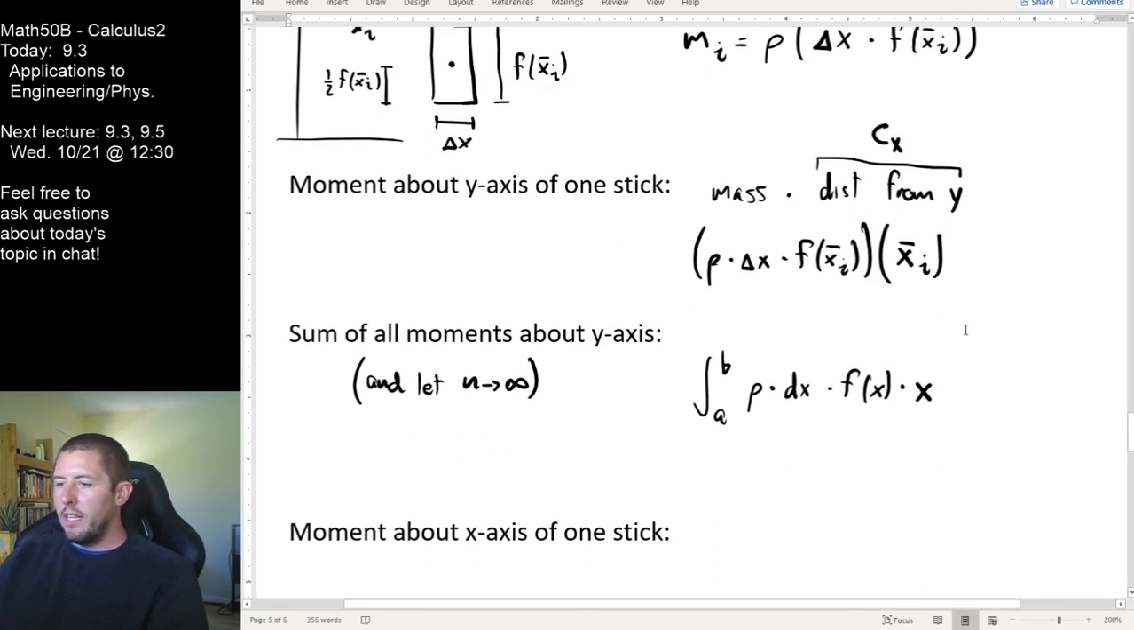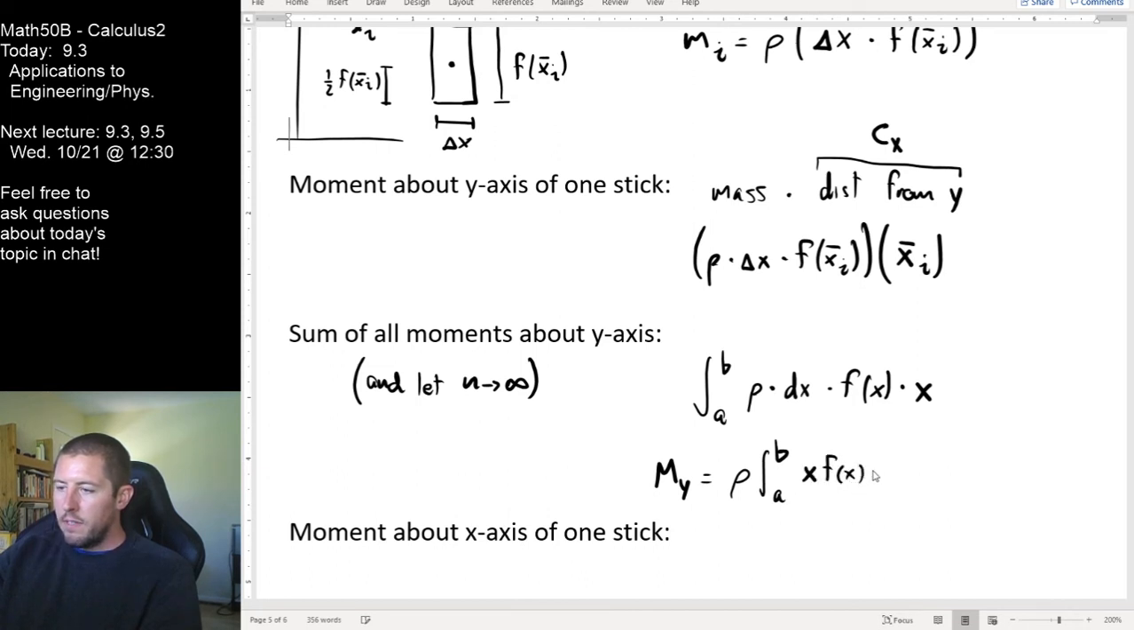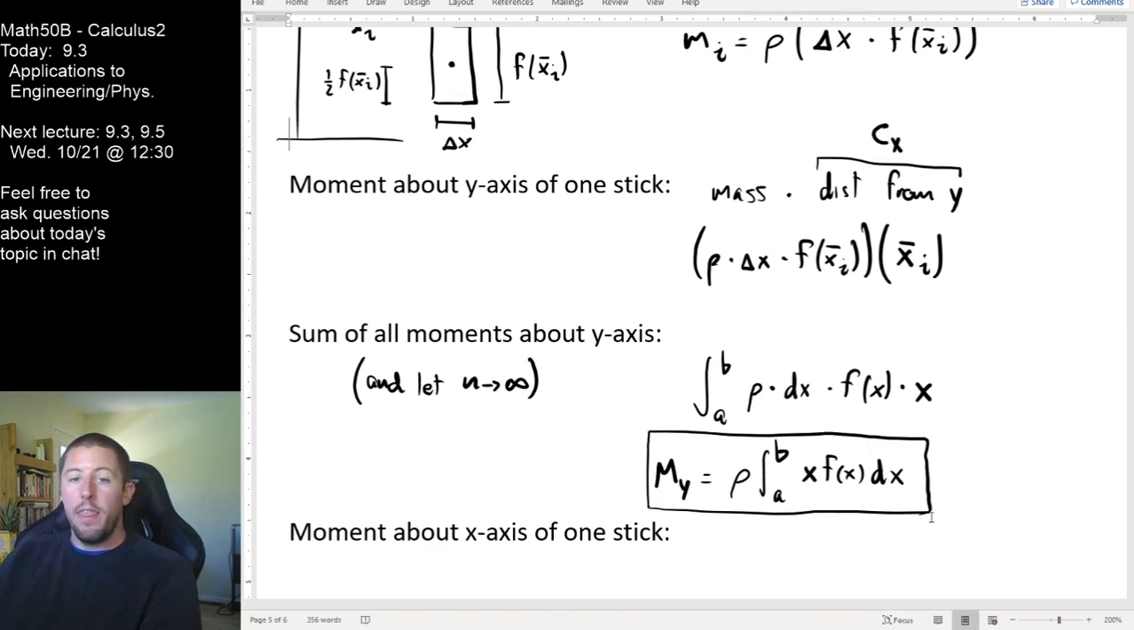And so just cleaning this up a little bit, we're going to go ahead and say our m sub y is, it looks like the rho can get pulled out front for density, integral from a to b of x f of x dx. So there now is our formula that we're getting by adding up the masses times the moments of all of our Riemann sticks, and then allowing the number of Riemann sticks to go to infinity.